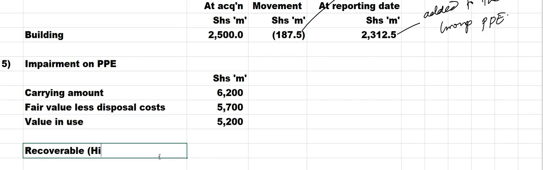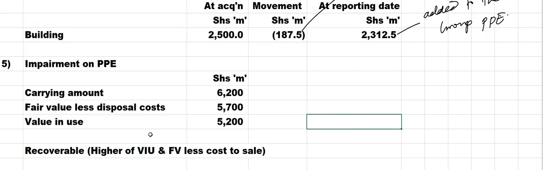Recoverable amount is the higher, don't forget, the higher of value in use and the fair value less costs to sell. Okay, the higher of the fair value less costs to sell and the value in use.